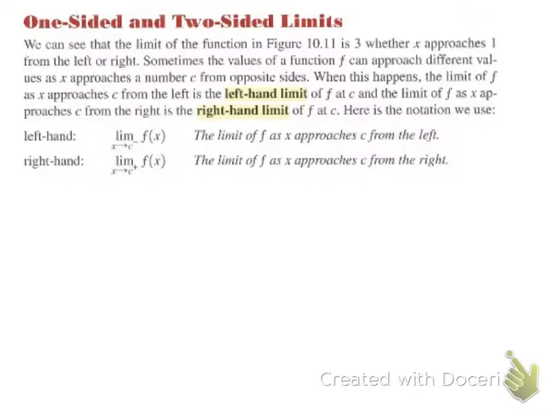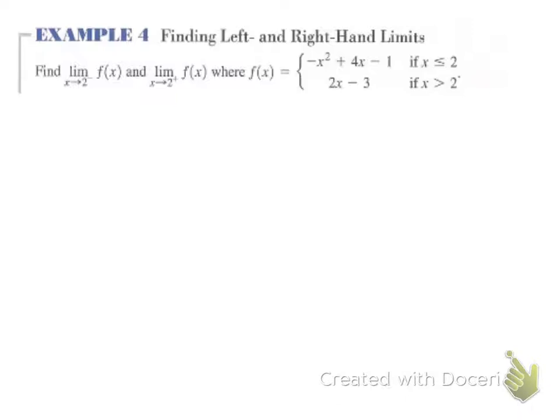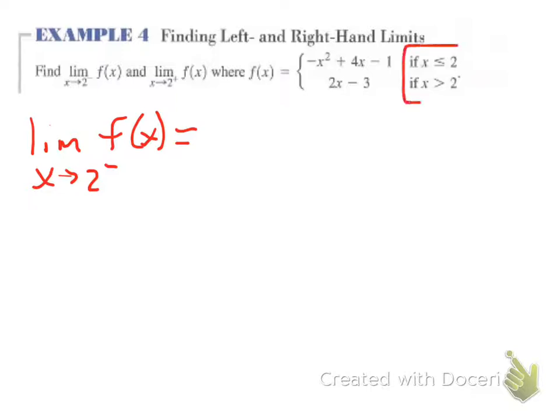One-sided and two-sided limits. Basically what that means is we're going to find the limit as x approaches the number from the left side and then the right side. So this would be as x approaches some arbitrary c from the left, and this would be as x approaches c from the right. So that's what a left-hand limit and a right-hand limit is. Okay? So when it says here, find the limit of f of x as x approaches 2, and then this minus sign up here means from the left. So this is the key.